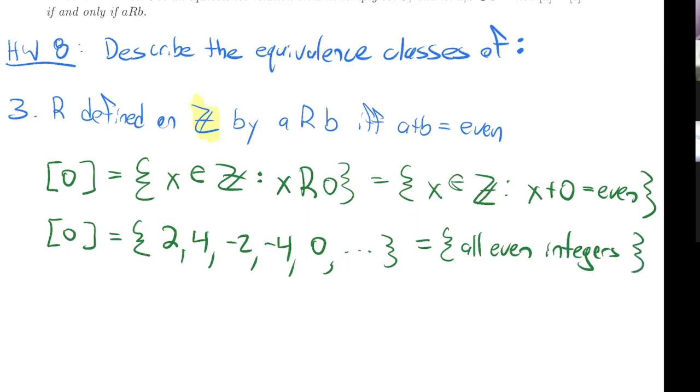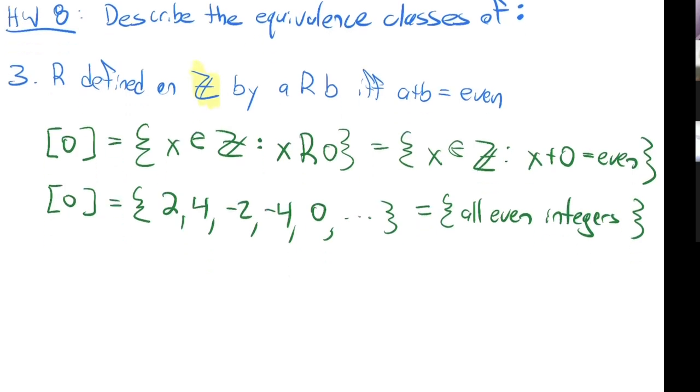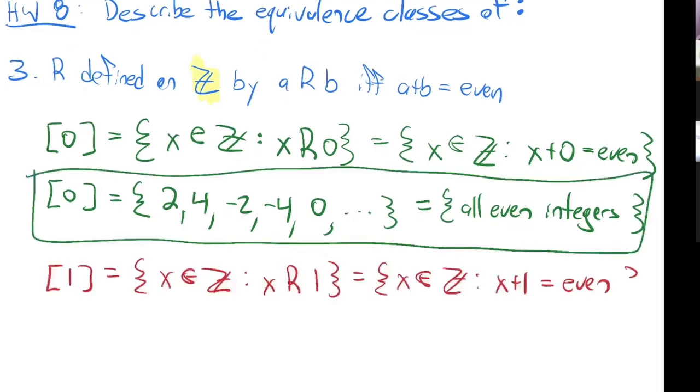So we can think about that as all of the even integers. So here's one equivalence class, the equivalence class of 0. And we've got others. So now let's consider what the equivalence class for 1 would be. This would be all of the integers x, such that when we added x to 1, we wind up with something even.